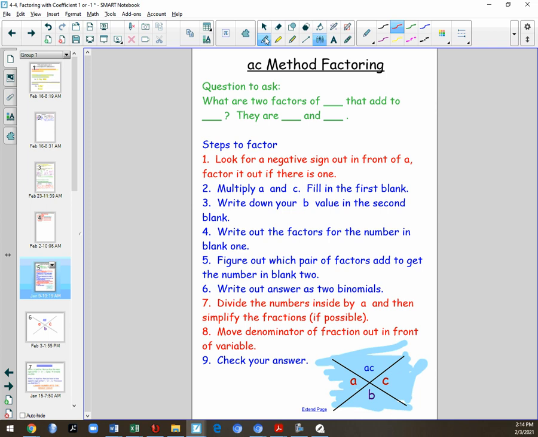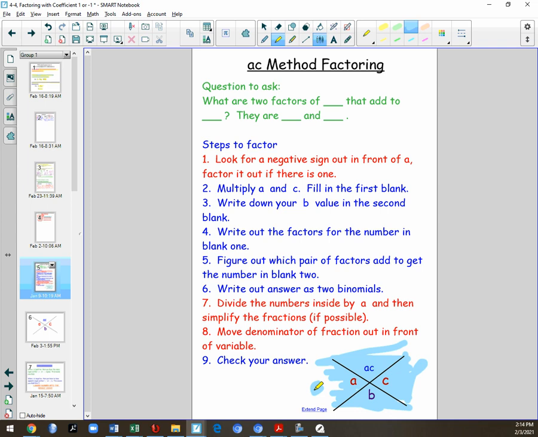Steps: look for a negative sign out in front of A and factor it out if there is one. Then, the x that I have down here at the very bottom, you are going to multiply A and C together. So A goes on the left-hand side, C goes on the right-hand side, and the A times C goes at the top. Fill in the first blank, and write down your B value in the second.